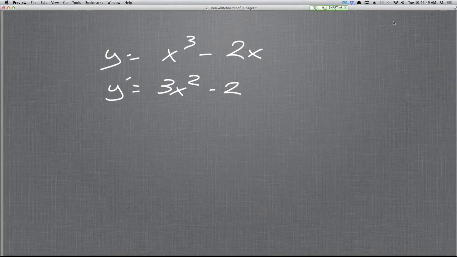So those are your 4 basic differentiation rules. The derivative of a constant is 0. The power rule: bring the power down, subtract 1 from the power. Constant multiple rule: if it's a constant coefficient, it stays there.